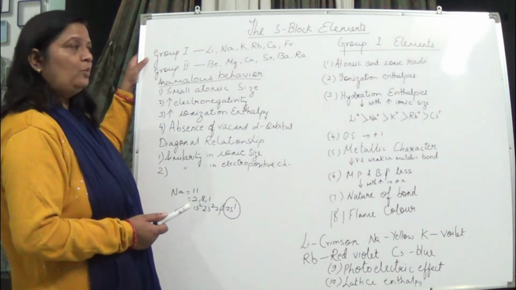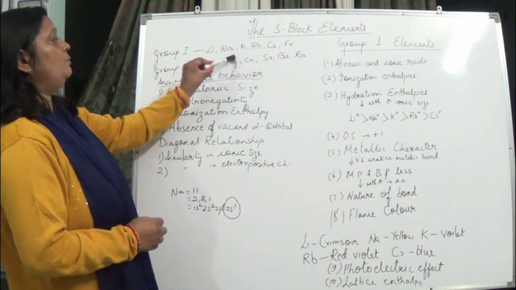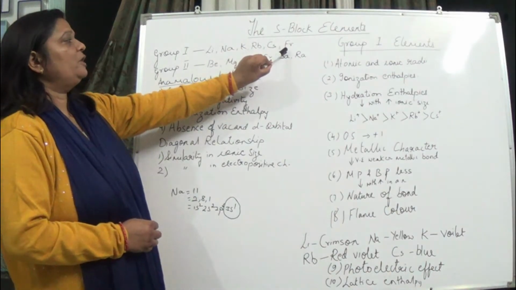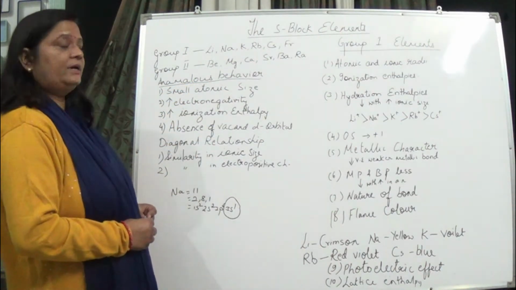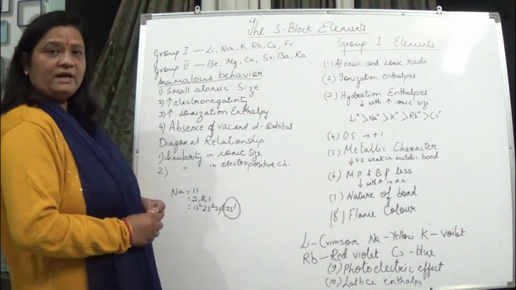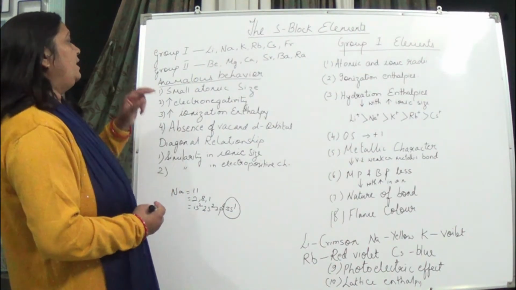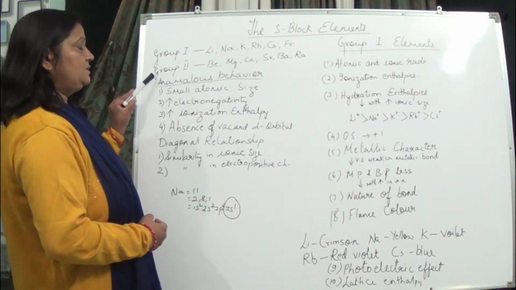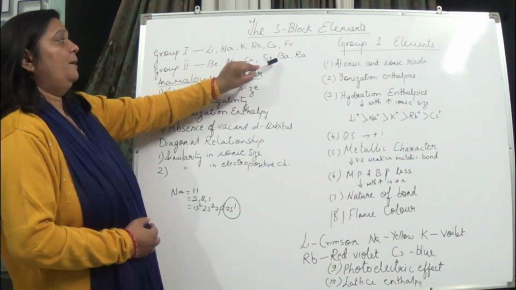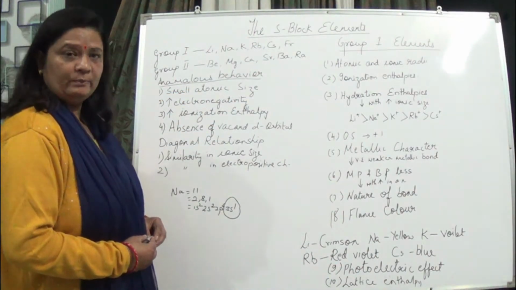When we talk about group 1, the elements present in group 1 are lithium, sodium, potassium, rubidium, cesium and francium, where francium is a radioactive element. Now coming to group 2 elements, they have 2 valence electrons in the S subshell. The elements present in group 2 are beryllium, magnesium, calcium, strontium, barium and radium, where radium is a radioactive element.